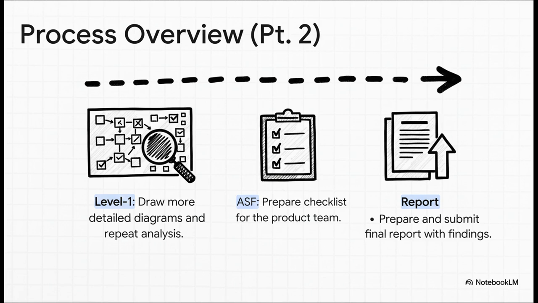Then, you just rinse and repeat that analysis and review cycle, going deeper and deeper if you need to. After that comes the ASF, or Application Security Framework step, where you create a practical checklist for the developers. And finally, everything gets bundled into a final report that you present to the team, giving them all the information they need to build the right defenses.